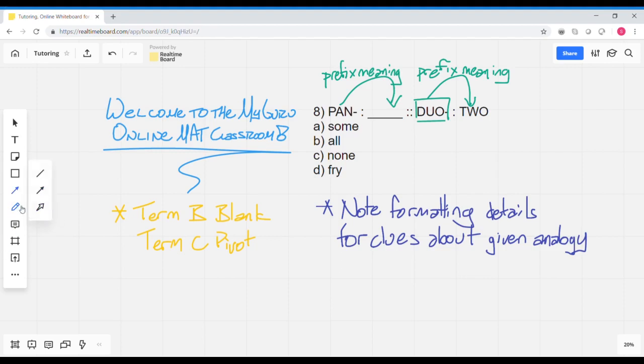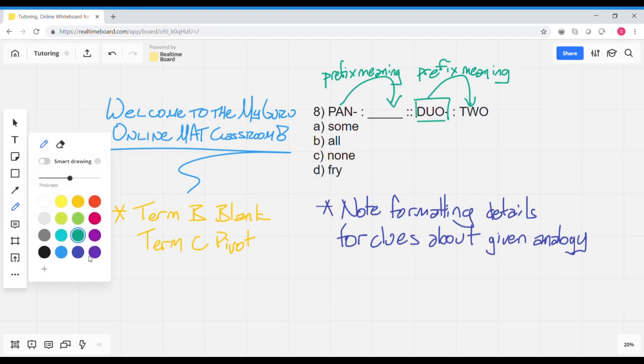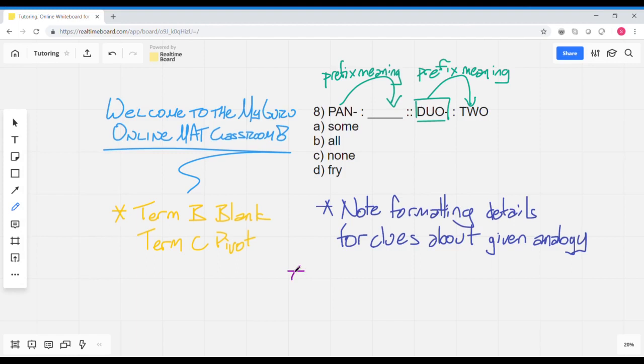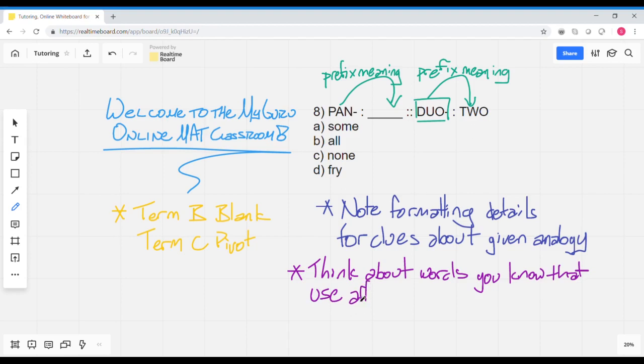Now, whenever you're dealing with prefixes or suffixes, a good approach is to think about words you know that use the affix to define the affix.